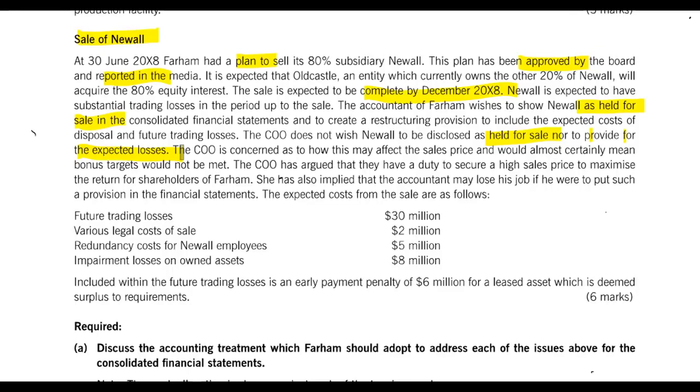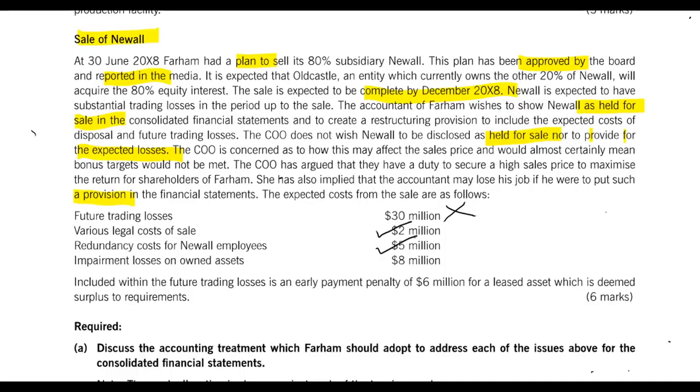There's talk of a provision. There's an aggressive behavior that we don't want to provide for anything, and yet there's a bunch of numbers down there which are teasing us to indicate whether or not a provision should be made. A provision is a liability of uncertain timing or amount. Well, we cannot make a provision for future trading losses. Absolutely not. Legal costs that relate to the sale, yes.